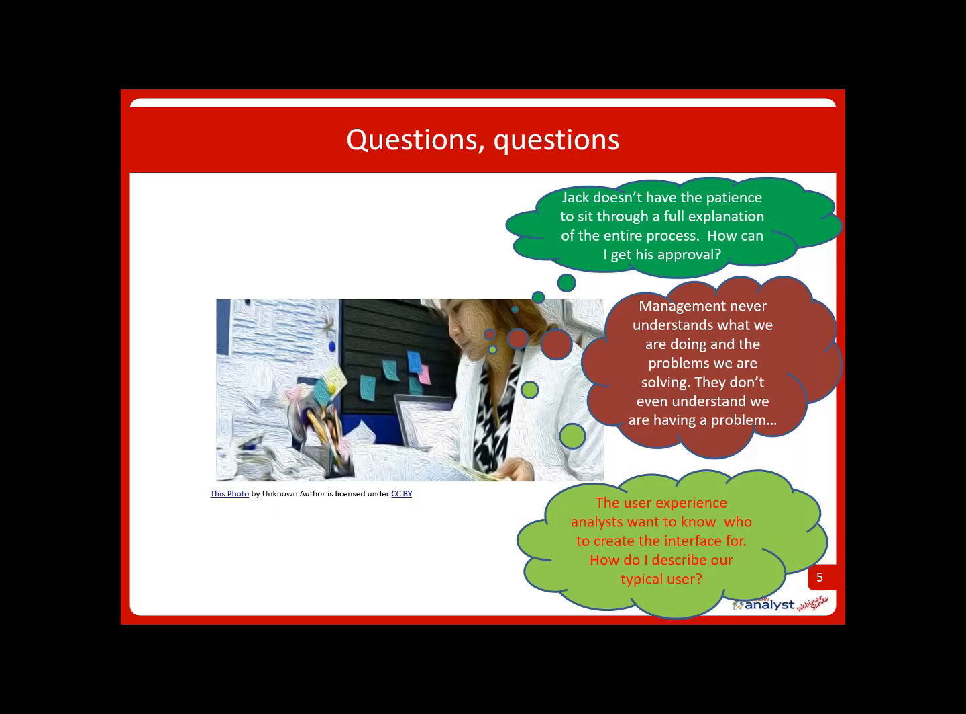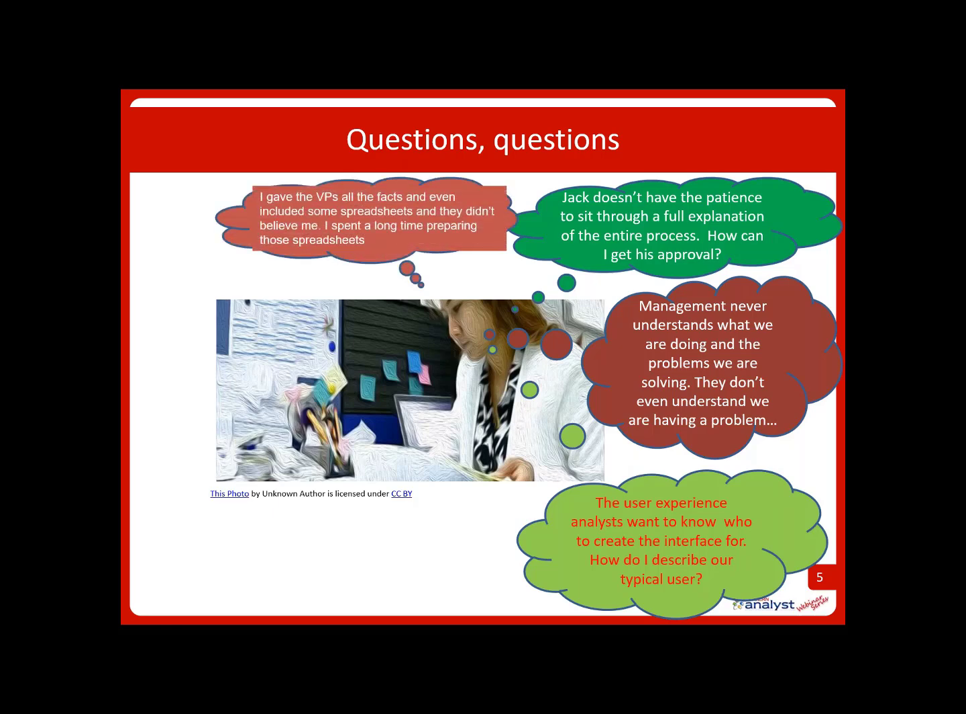The user experience analysts want to know who to create the interface for. Now, how do I describe a typical user to them? I've got the requirements, but the requirements don't necessarily say what the user is, and the user experience people can't derive that. How am I going to do that? How can I tell them that?